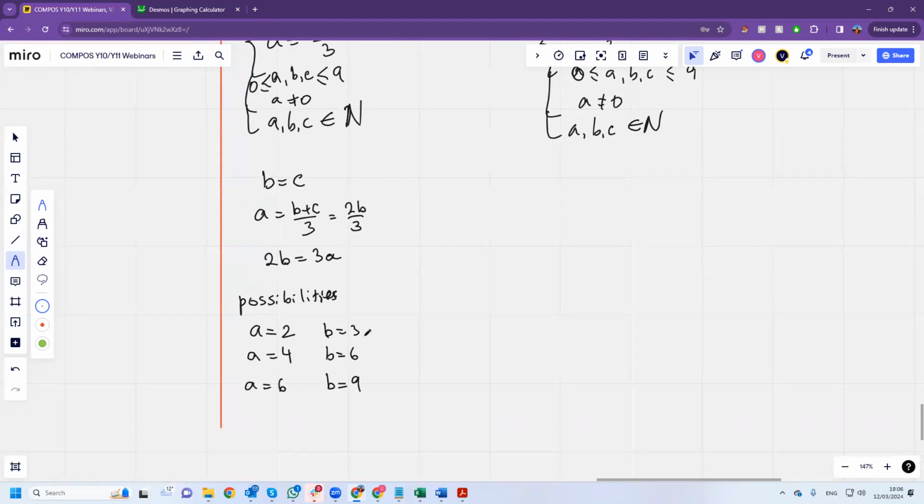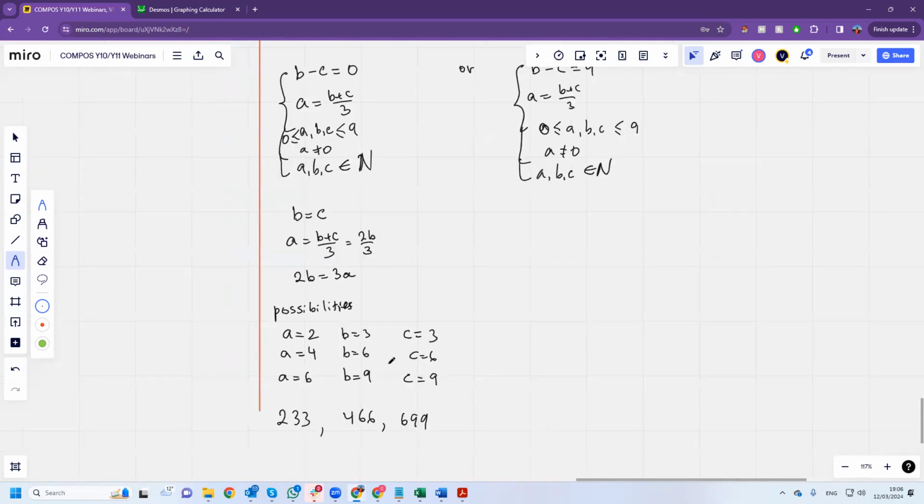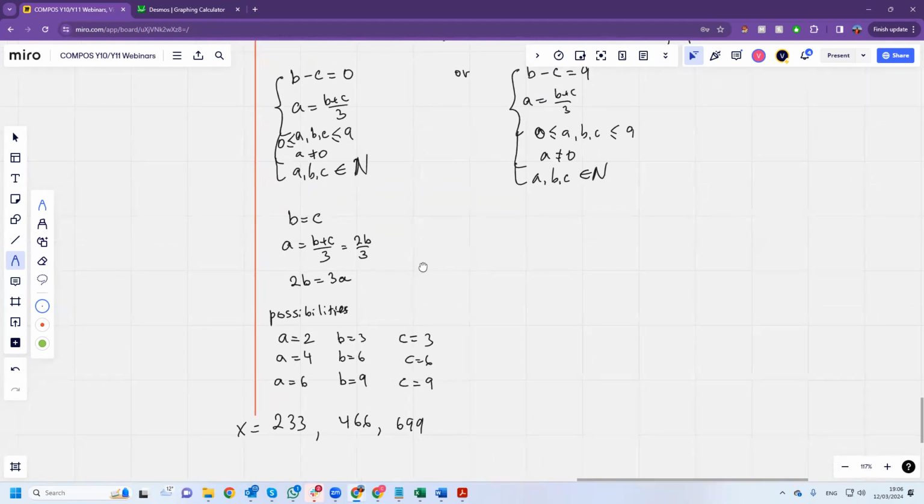Okay, so there are 3 possibilities. And C, we already know that C is equal to B. So C is 3, C is 6, and C is 9. So we have 3 numbers, 233, 466, 699. Those are the 3 numbers. So X is... Okay.